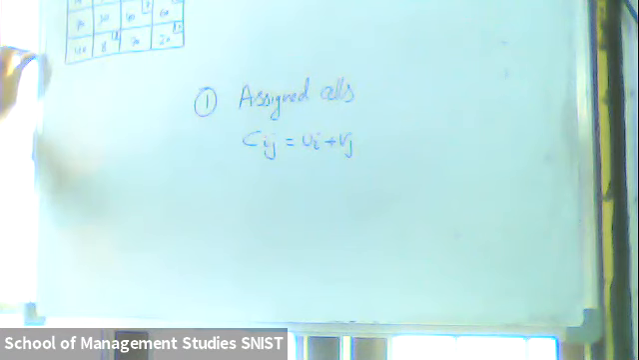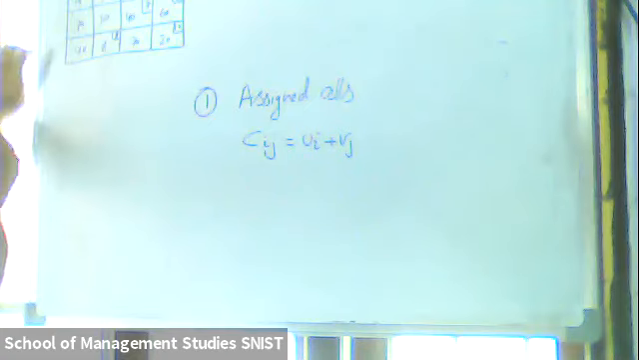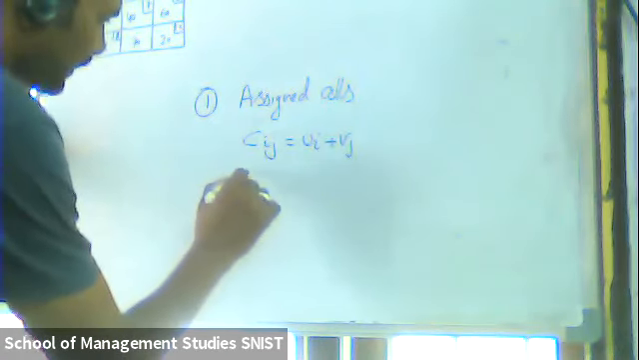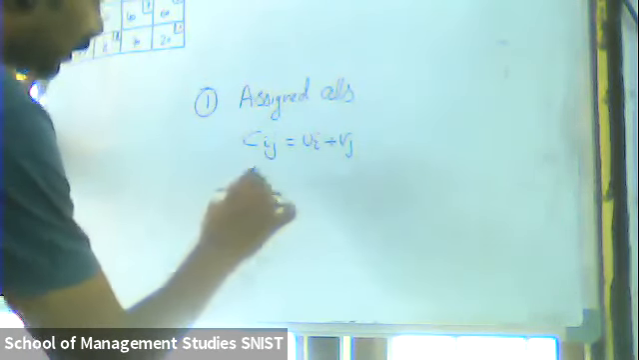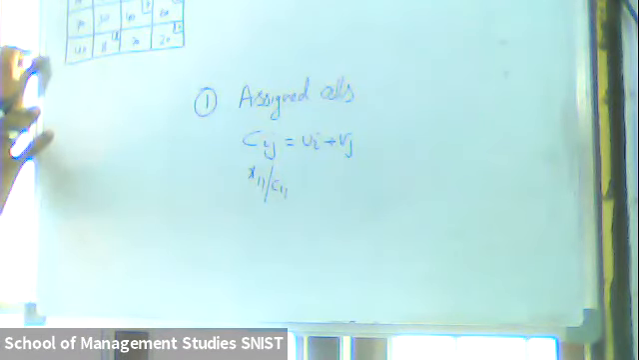To find out assigned cells values, Cij equals Ui plus Vj. What is this Cij? As of now, Shravani said the allocation is x11, sir. Now, what is this? It is x11 or C11. Hope you understand. Are you following? Yes, sir. So, what is I?